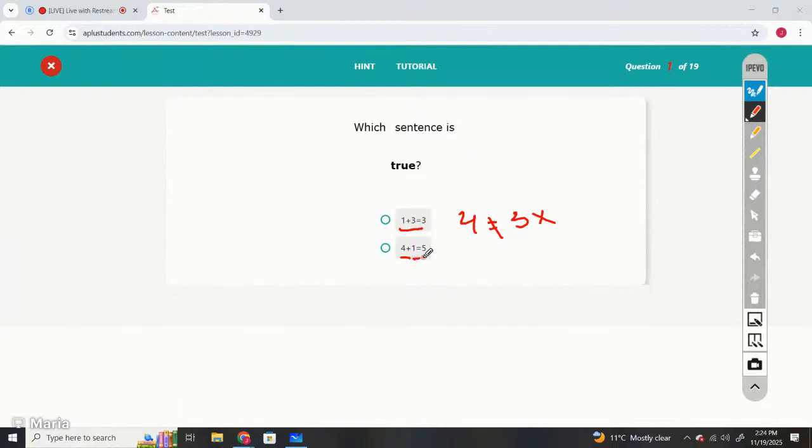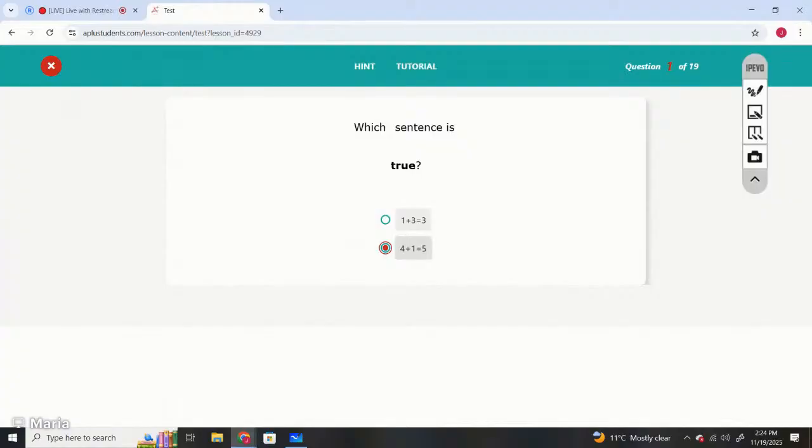4 plus 1 equals 5. So solve the left hand side. 4 plus 1 is 5 and 5 is equal to 5. So yes, that is true. So option number 2 is the correct option. 4 plus 1 equals 5.